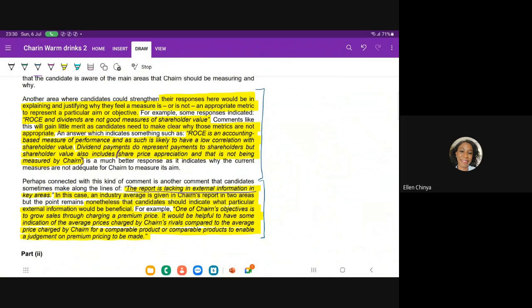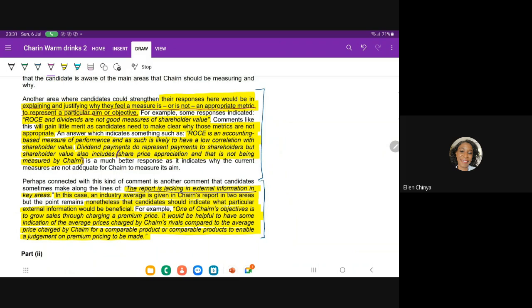This is actually related to the first part. I should have read this earlier. Another area where candidates could strengthen their responses would be explaining and justifying why they feel a measure is or is not an appropriate metric to represent a particular aim or objective. As I continuously say, you have to go for the why thing, justification.